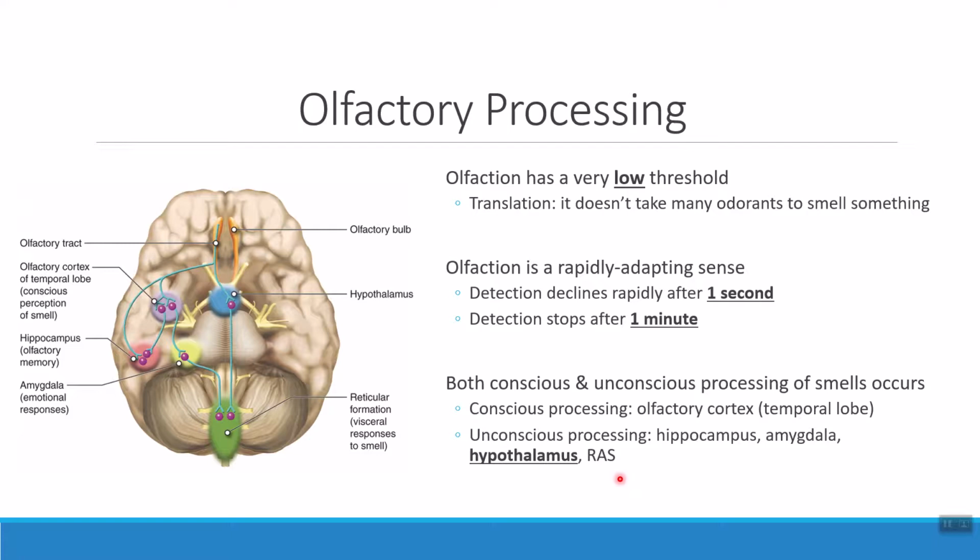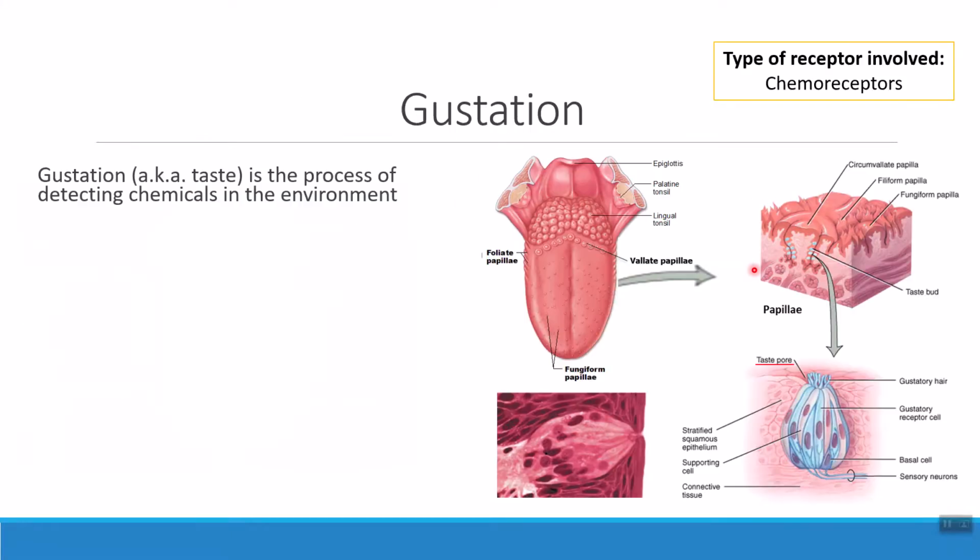So the process of olfaction occurs in the olfactory epithelium, that small 1-inch square in the nasal cavity. We process that information in the temporal lobe and in several other parts of the brain. It doesn't take much information for us to be able to smell something, and also we adapt to it really fast. That is all we need to know about olfaction. Let's move into our next sense.